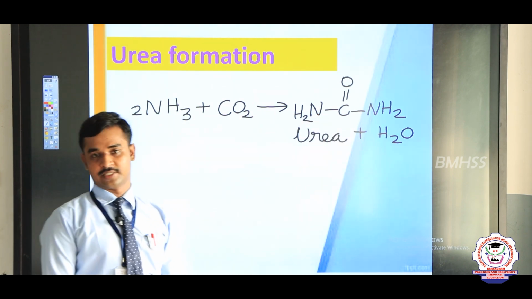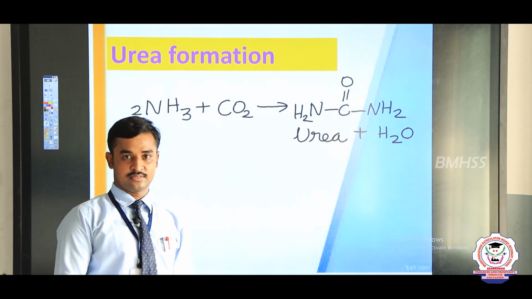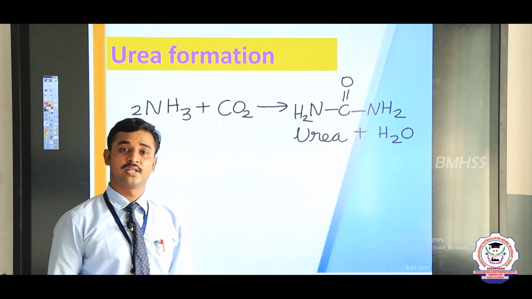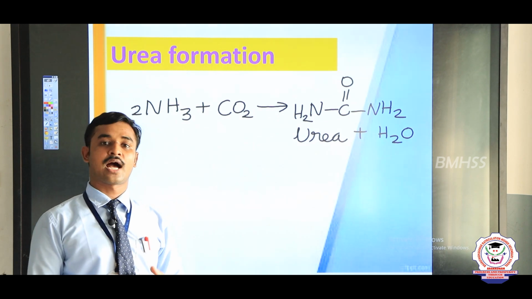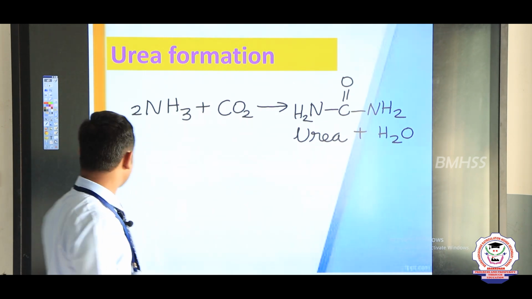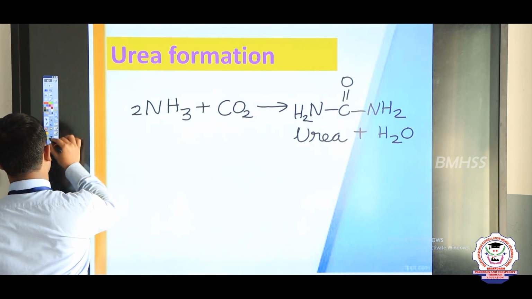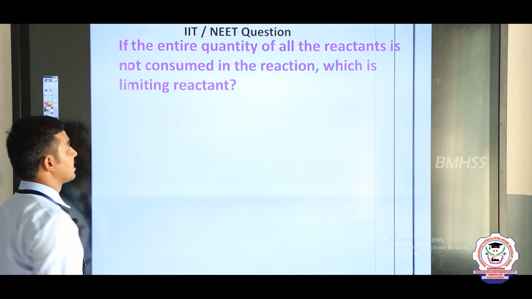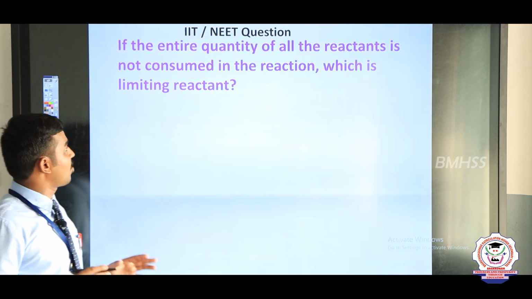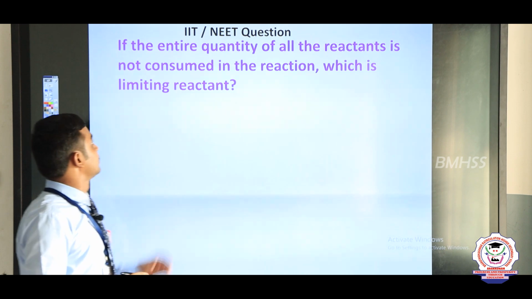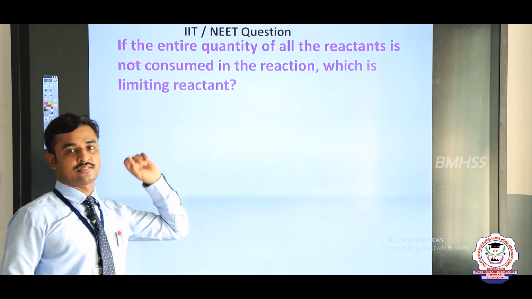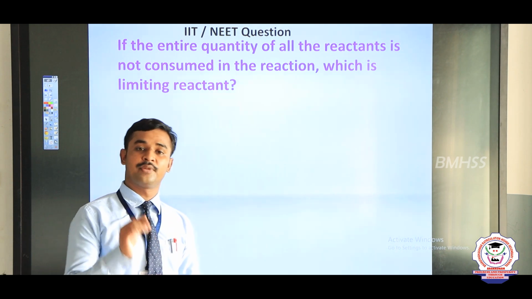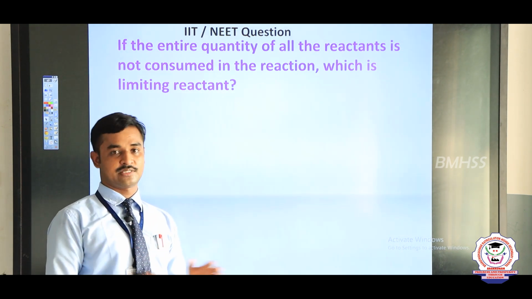In this urea formation, based on this equation, an important question will come in the book back, and this question is also responsible for the IIT and NEET questions. The question is, if the entire quantity of all the reactants is not consumed in the reaction, which is the limiting reactant? So, we need to find the limiting reactant in the urea formation reaction.